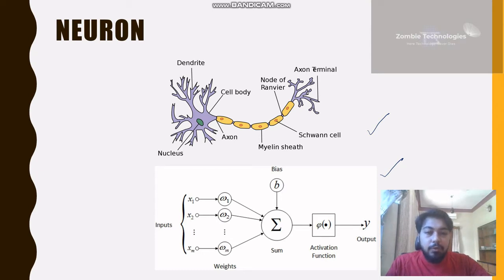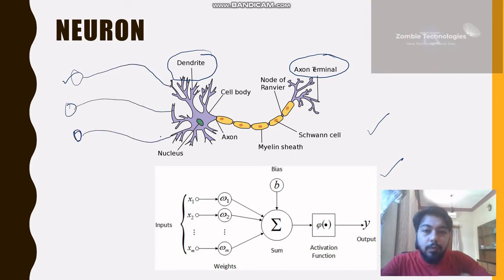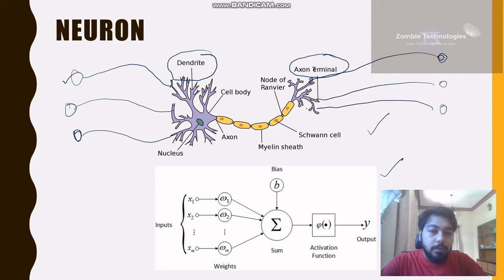As you can see in the biological neuron, there are dendrites and the axon terminal. Dendrites are used to connect to the neurons present upstream. There would be multiple neurons upstream, coming and connected to this neuron via dendrites. Similarly, there would be multiple neurons available downstream, and these neurons connect to this neuron via the axon terminal.